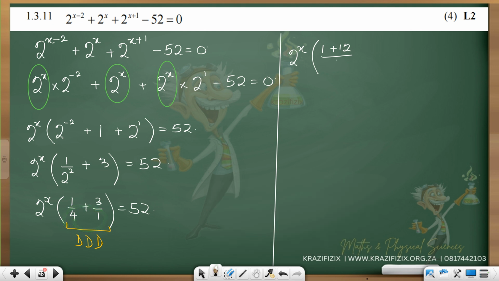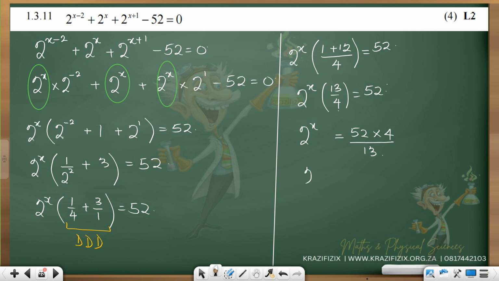It's so beautiful to work without a calculator. It's so nice. So what do you have? 13 over 4. So what do I do here? This becomes 52. If I cross multiply, the 4 is going to multiply and the 13 will divide. What is 52 divided by 13? Okay, you can use a calculator, but I know it's 4.